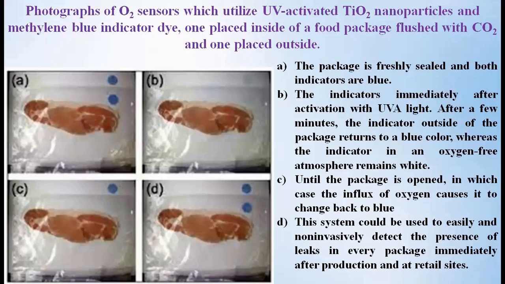We can't remove it from the atmosphere. So if we have packed food and there is no oxygen, we find that the zero-oxygen-content methylene blue dye sensor is still white, and the outer methylene blue sensor is going to turn blue as it comes in contact with light. Until this, then we see picture C. In picture C we see slight blue is going on, until the package is opened, in which case the influx of oxygen causes it to change from white to blue. That it is still white shows that there is no oxygen in the package. Now this system could be used to easily and non-invasively detect the presence of a leak in every package immediately after production and at the retail site.